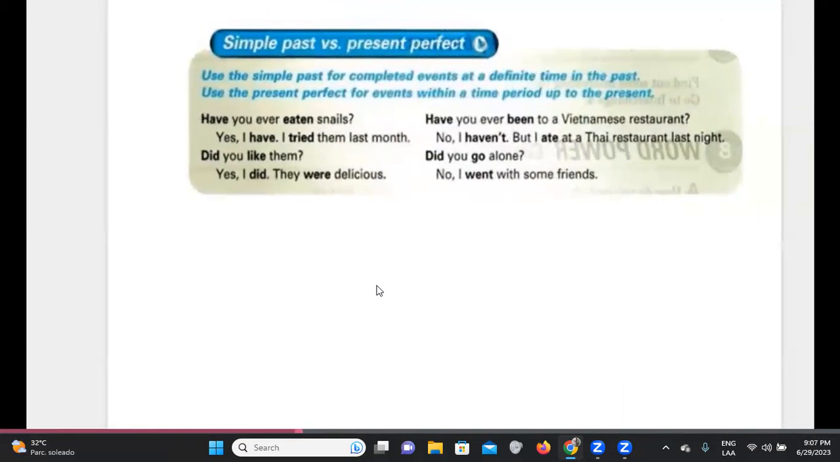Now that we understand the concept of how this topic is used, what I would like to do now is explain how to form questions using the present perfect. And so let me do that at this time.